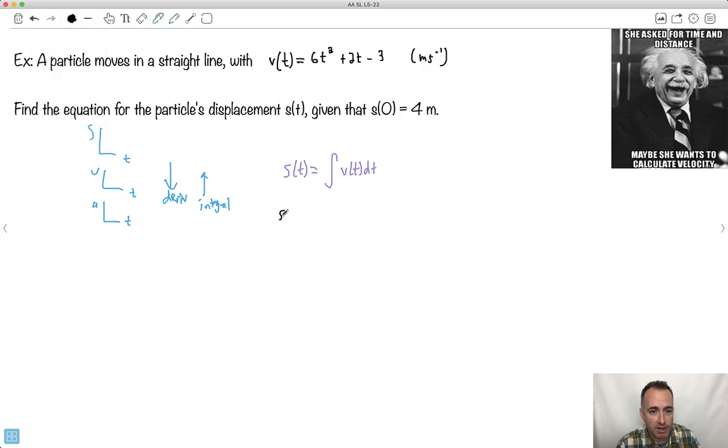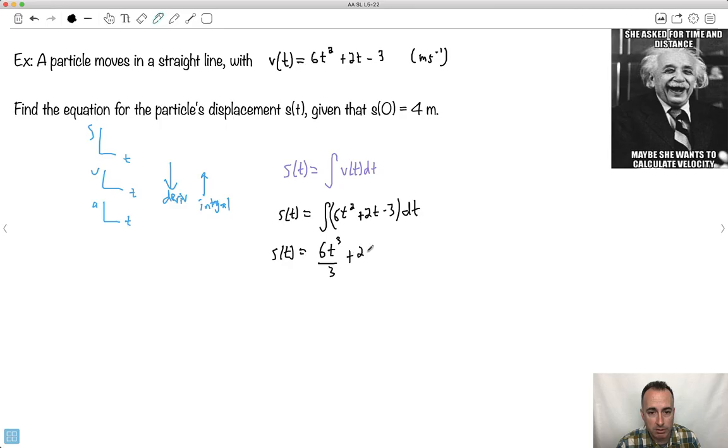Now it just becomes a matter of doing an integral. So let's do the integral of 6t squared plus 2t minus 3, all that dt. Well, remember how to do an integral? We use this rule for exponents, where we always take the exponent, make it one more, and divide by that. So 6t squared becomes 6t cubed over 3.